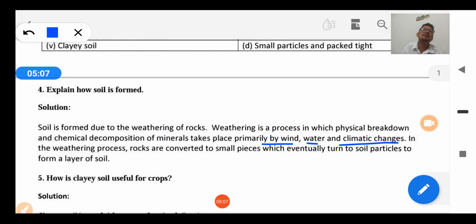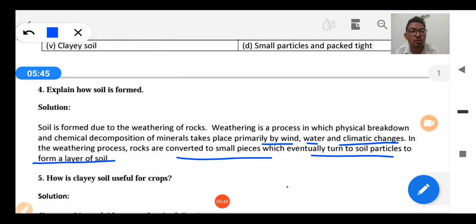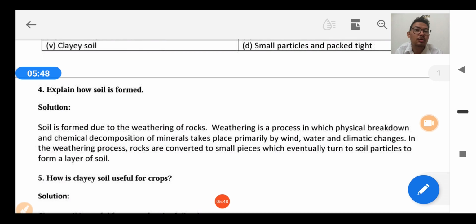And climatic change means, during the winters there is a very cold environment, during the summer a very hot environment, and during the rainy seasons a lot of rain. Due to this variation in temperature, the strength of the rocks decreases and they slowly start breaking down into smaller particles. So that is the impact of climatic change I was discussing. In the weathering process, rocks are converted into small pieces which eventually turn into soil particles to form a layer of soil. So this is all about how soil is formed.